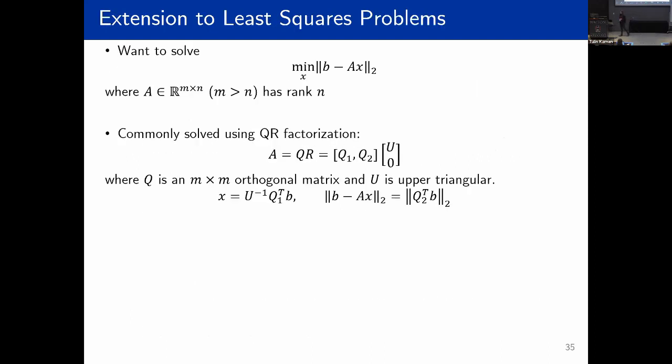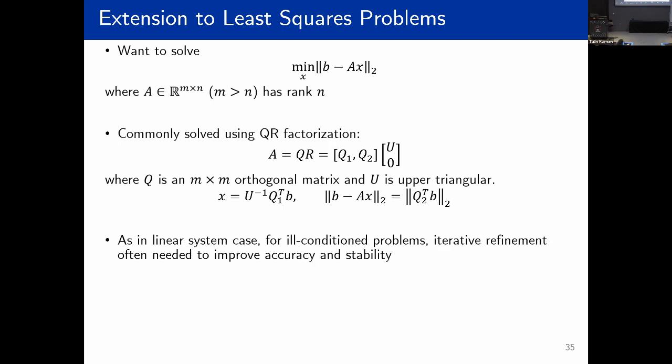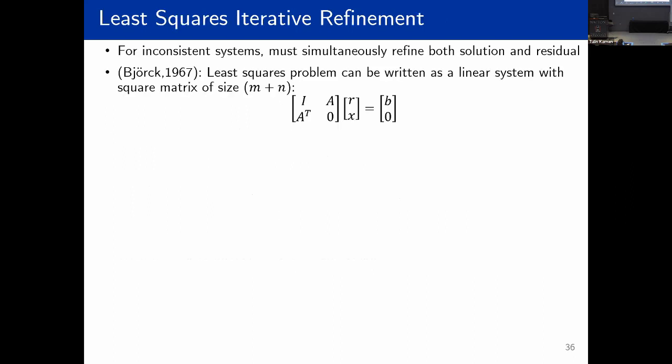Okay, and so with the remaining time, I'll talk briefly about a couple of extensions to this work. We've already heard that in data science, a lot of times we're solving least squares problems. Least squares come up all over the place. So I want to solve this least squares problem. I can solve that using a QR factorization. And as in the linear system case, if my matrix is particularly ill-conditioned, I could do iterative refinement in order to improve the accuracy and stability of this least squares solve.